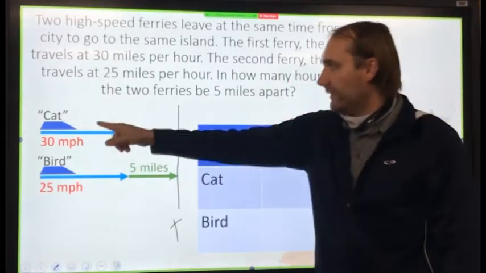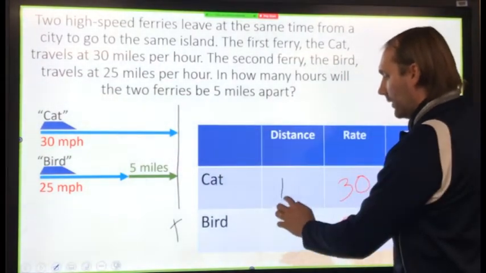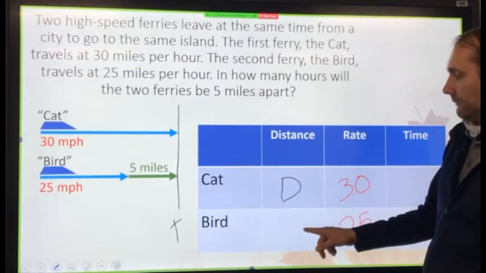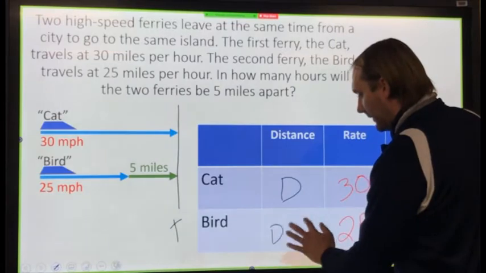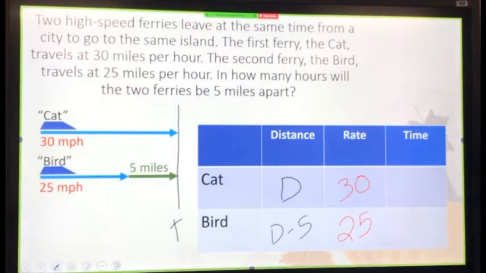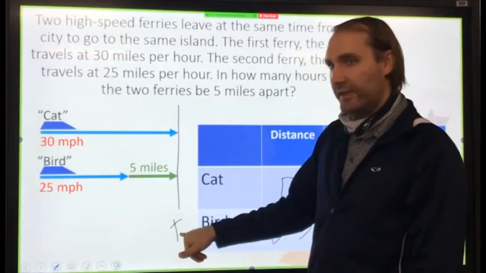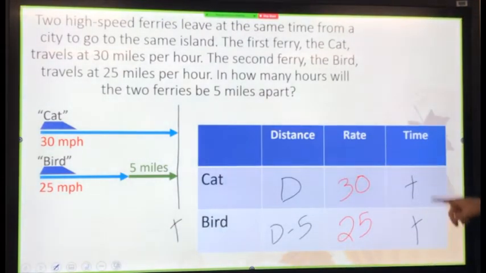If I'm calling the distance of the cat d, what is the distance of the bird at this moment in time? D minus 5. Very good. It's going to be d minus 5. If I'm calling this moment in time for the cat t, what's my moment in time for the bird? It's the same. T. Remember, it's the same moment in time. Stop. They're right here at this moment in time. They're using the same amount of time. I just don't know what that is, so I'm going to call it them both T.